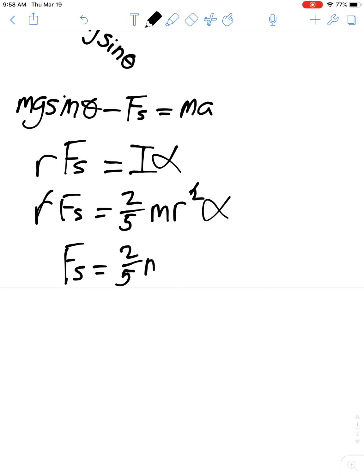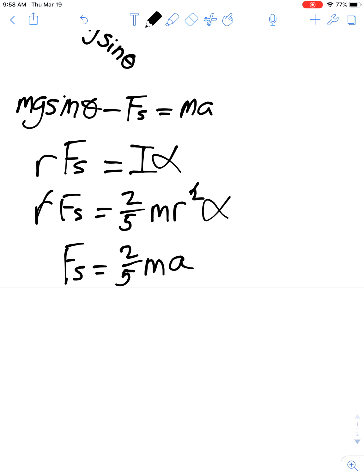The substitution I'm going to make is, instead of alpha, I'm going to write a over r, and we had that additional r there, so I'm just going to write a. So one r canceled out because it was on both sides. The other r canceled out because we substituted alpha with a over r. So now we have an expression for Fs: 2/5 ma, and that's great.